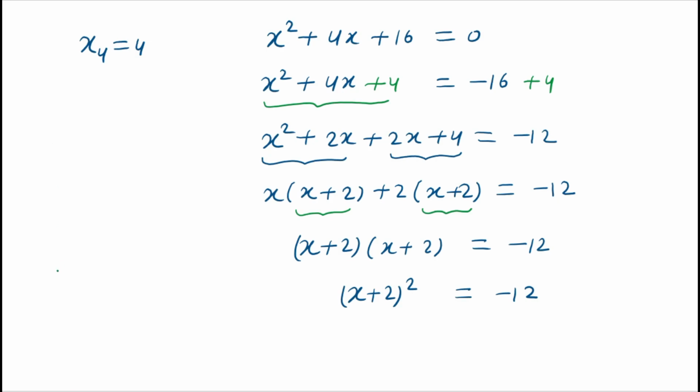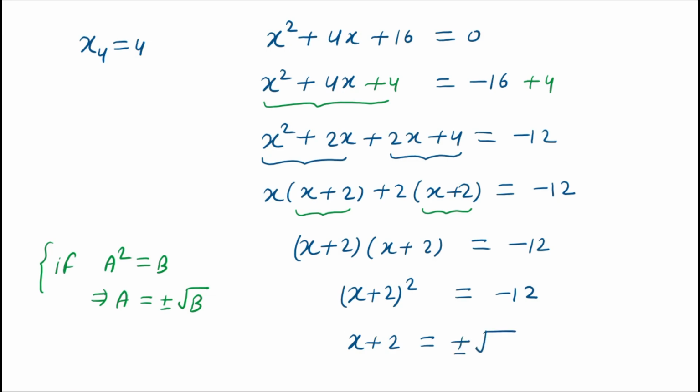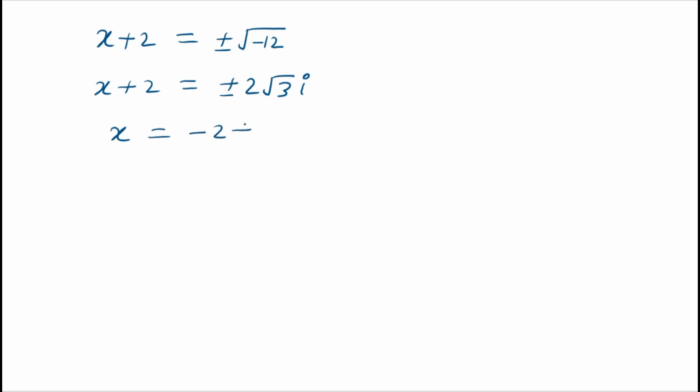Now here we will apply this rule. If a square is equal to b, this implies a is equal to plus minus square root of b. If we apply this rule here, then you can say x plus 2 is equal to plus minus square root of minus 12. This is the same as 2 times square root of 3 iota. Then x is equal to minus 2 plus minus 2 square root of 3 times iota.